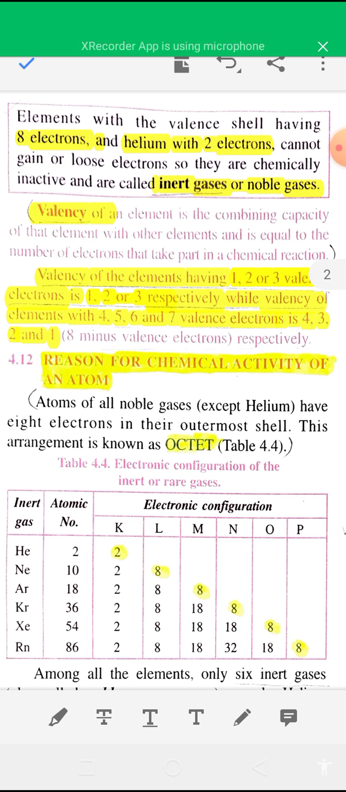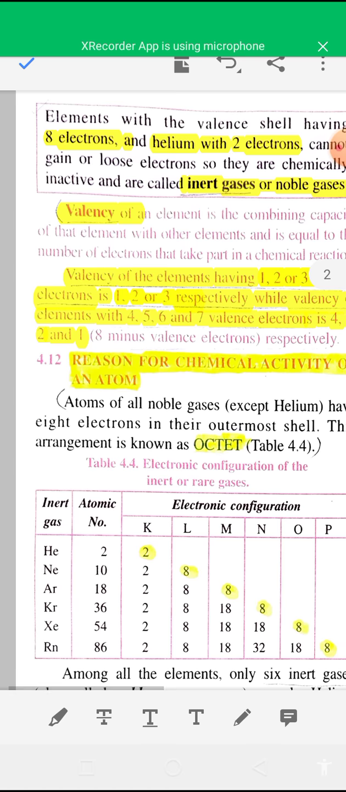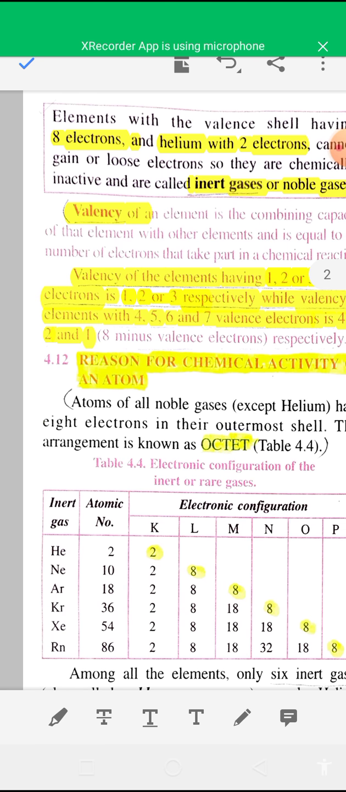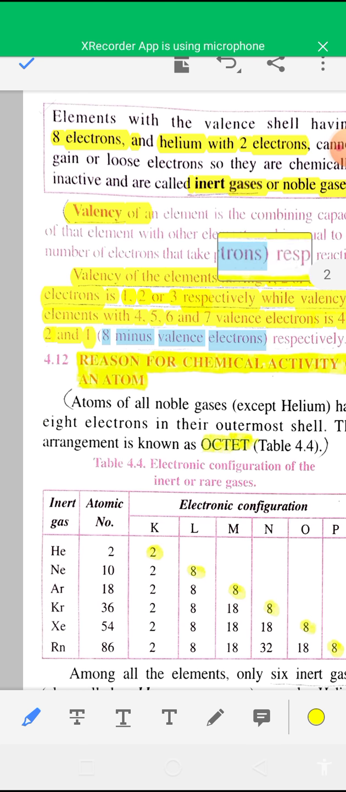Okay, so if the number of electrons in the valence shell is 4 or more than 4, then valency is equal to 8 minus the number of valence electrons. Okay, suppose there are 5 electrons in the valence shell of an atom, then valency is equal to 8 minus 5, that is 3.